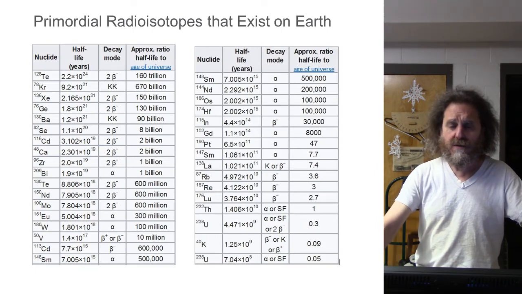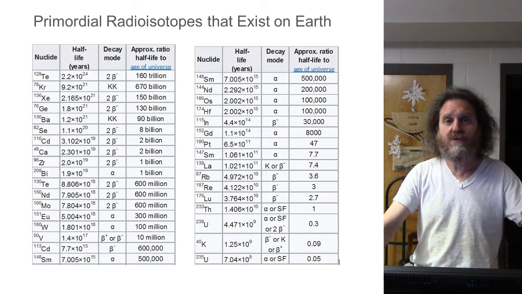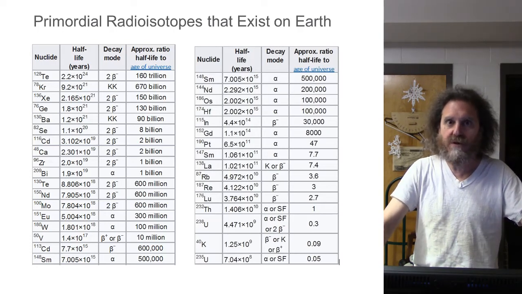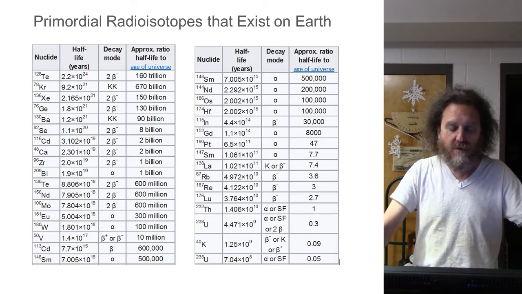Okay, this is a list of some radioisotopes that exist on Earth simply because their half-lives are so long that they've hung around since the formation of the Earth. Even though the Earth is like 4.5 billion years old, it's really old. But some of these radioisotopes have a sufficiently long half-life that they still exist, even though the Earth has been around for so long. And you can see they have very long half-lives. These are multiples of the age of the universe.